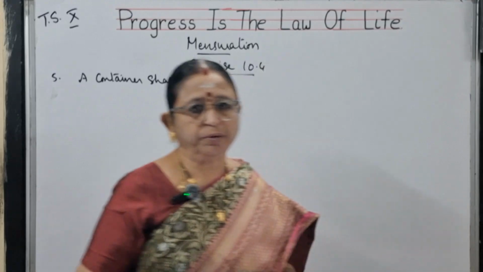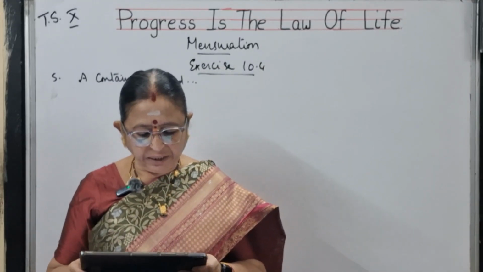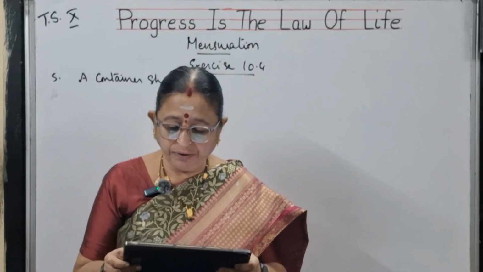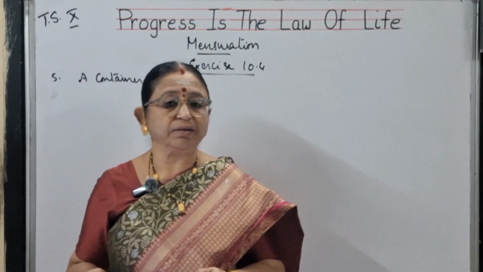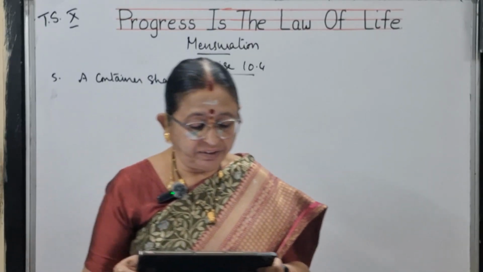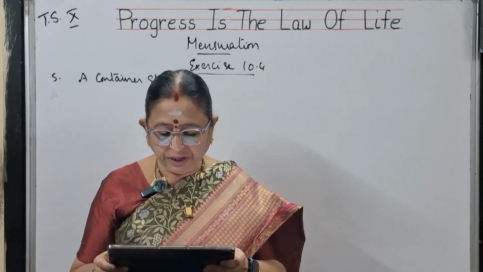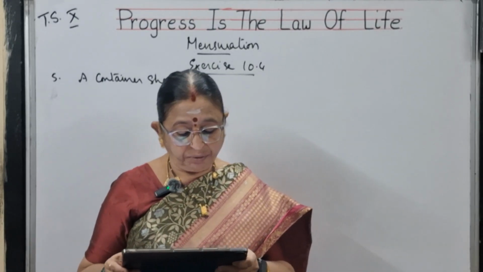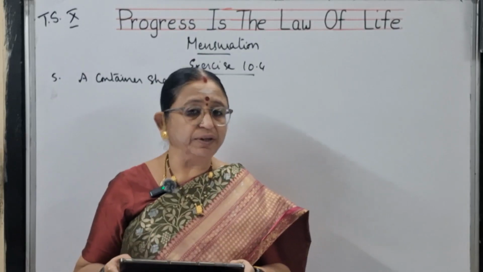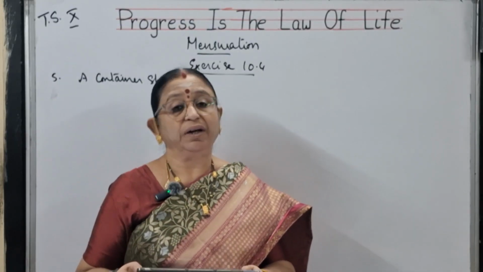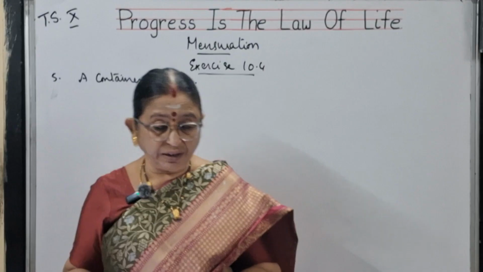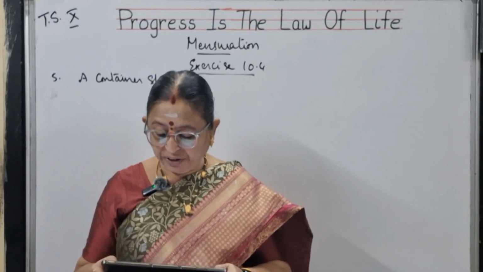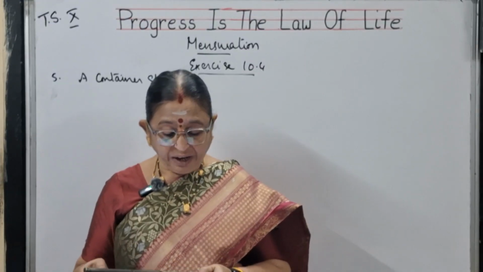Now, the next problem, children. A container shaped like a right circular cylinder having diameter 12 centimeters and height 15 centimeters is full of ice cream. The ice cream is to be filled into cones of height 12 centimeters and diameter 6 centimeters, making a hemispherical shape on the top. I think you all know that. Ice cream cone means you will be having a cone at the bottom and at the top a hemisphere. Find the number of such cones which can be filled with the ice cream.